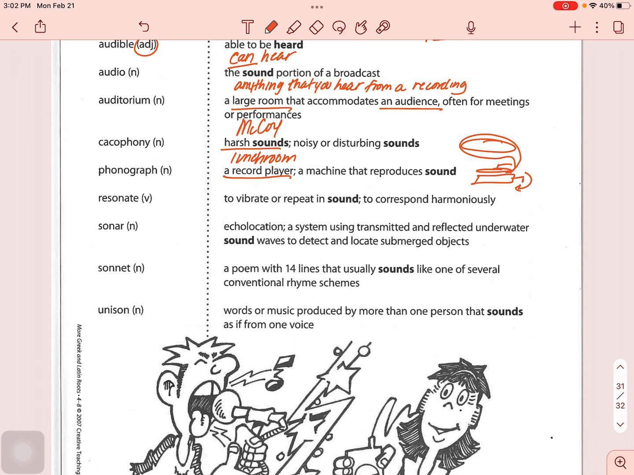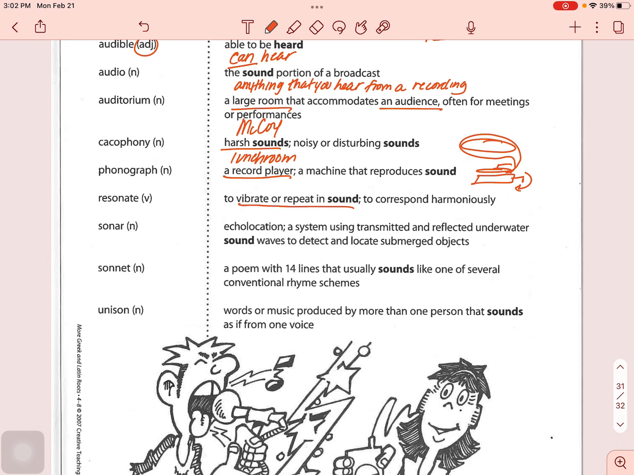The next one is resonate. Resonate, if you put your hand on your chest and then you talk and you feel how there is a vibration coming out of your chest, or if you put your hand against your throat, that is going to be resonate, okay? It's that vibration of sound.